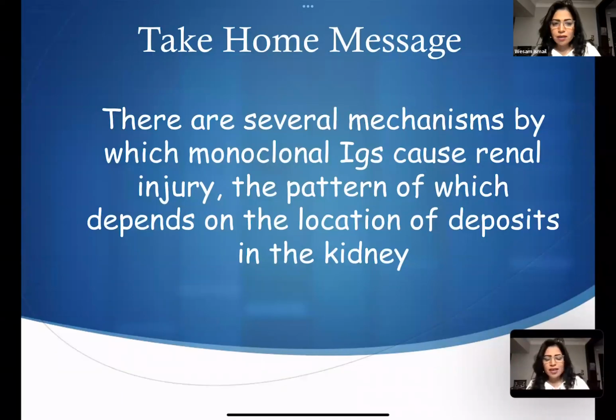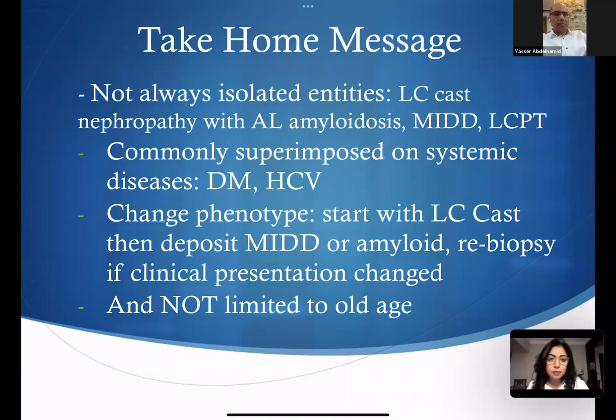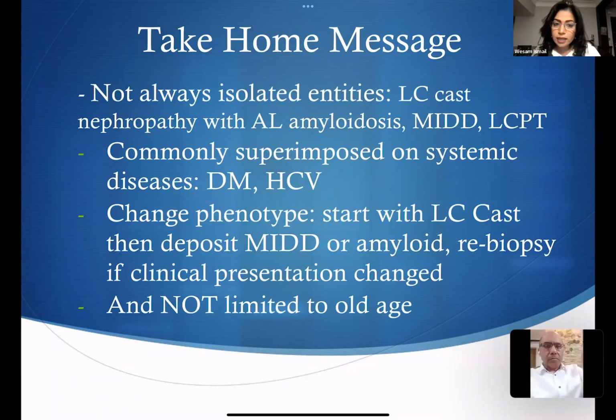Okay, so to sum up, we just want to remind you that, as we've mentioned, there are several mechanisms by which monoclonal immunoglobulins cause renal injury, the pattern of which depends on the location of the deposits in the kidney and the nature of these deposits. These are not always isolated entities.